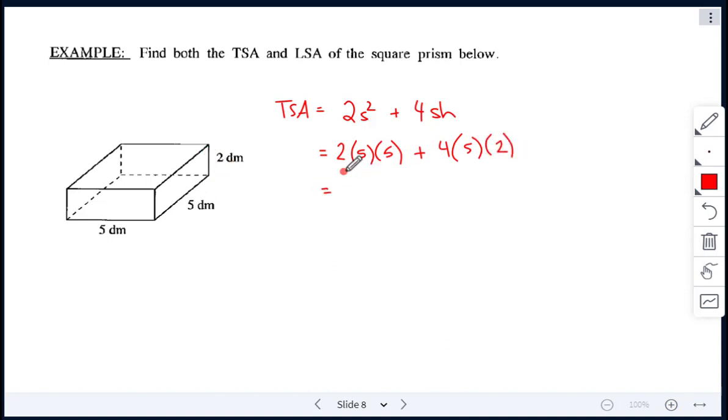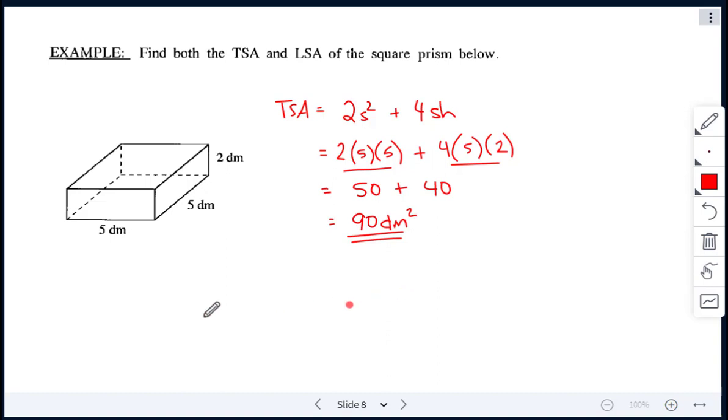All right, so then we multiply before we add. So here we get 50, 2 times 5 times 5, and then here 4 times 5 times 2, that gives me 40, and then we'll add that up to 90, and it is decimeters squared, okay, for the total surface area.